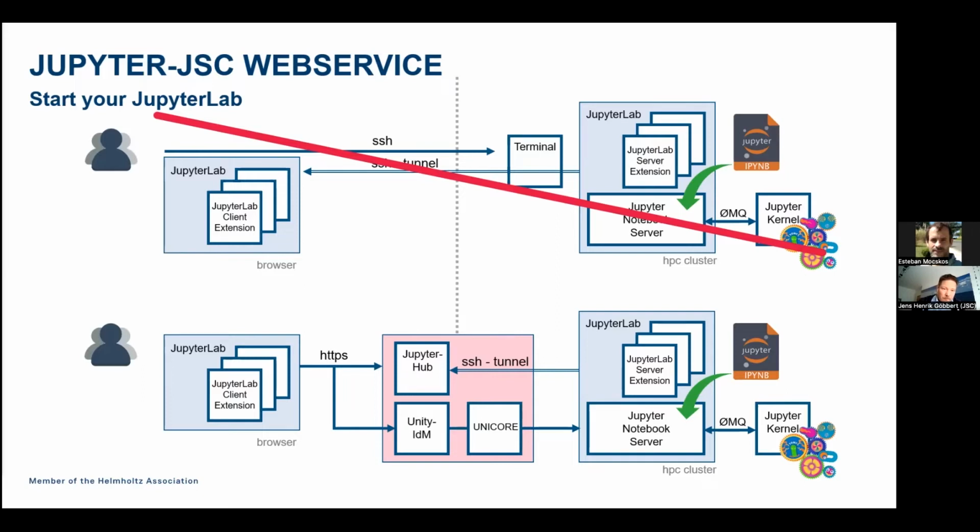So here on the bottom, you already see this pink new box, which shows the Jupyter Hub. And this Jupyter Hub actually is then connected with an SSH tunnel to the Jupyter Notebook. We also see the Unity IDM, which is an identity management server, and which is needed for authentication and for authorization and for starting the Jupyter. UNICORE is the one which is doing this on our side. So there are a few extras which open this new world of browser-only HPC.